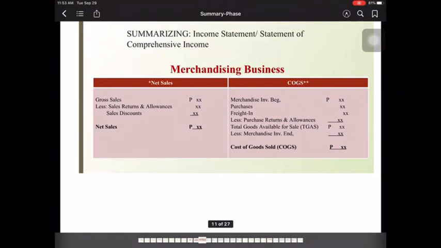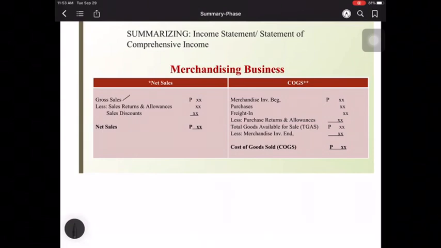For your net sales, of course, you have to take note of the following accounts. You have to determine the amount of your gross sales. When you say gross sales, nothing has been deducted yet. It's the total amount of income without deducting any amount yet. So from the gross sales, we shall deduct these two: your sales returns and allowances and your sales discount.